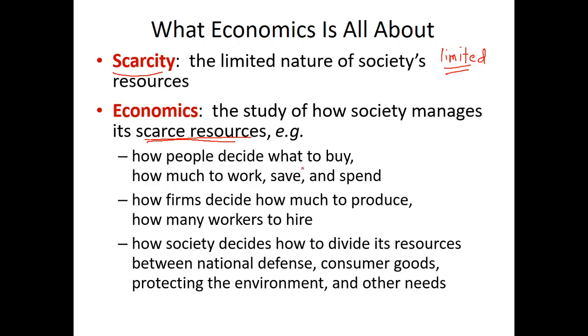And how people decide what to buy, how much to work, save, and spend. How much to work, so what will be done, what we will produce, for example how much we produce, is also affected by our resources. If we are a company, what goods and services we can produce depends on whether our capital is lacking. So our capital, our resources affect our production, affect the goods that we tend to produce. So it affects what we do.